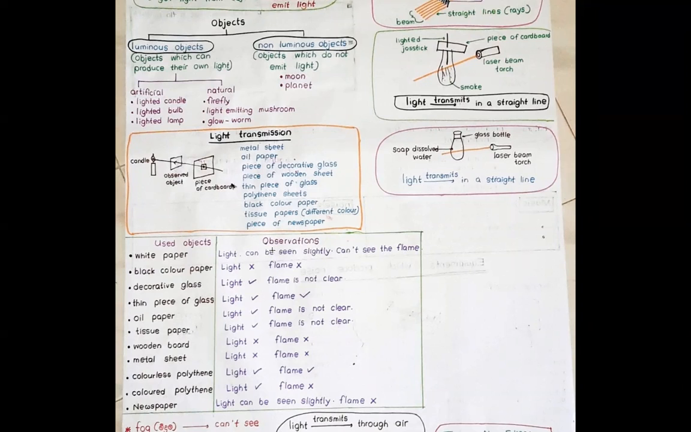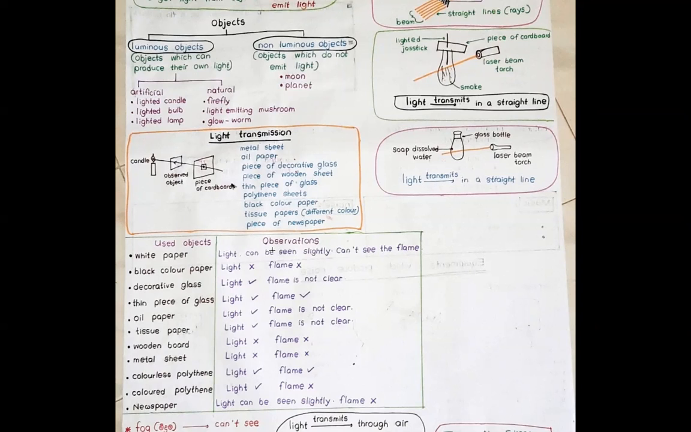Then once you take a colorless polythene, colorless means there is no color. Once you take a colorless polythene, you can see the light as well as the flame clearly, because it's transparent. You can see through the polythene. Right? It's colorless, there's no color.